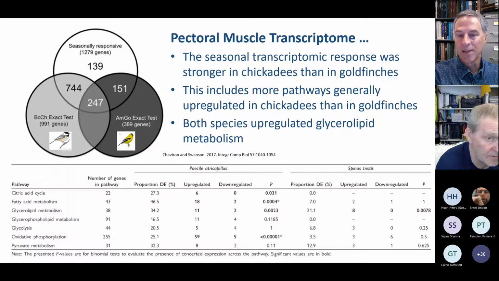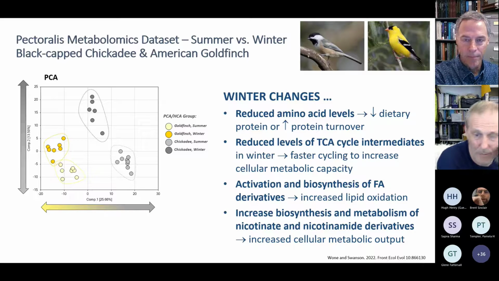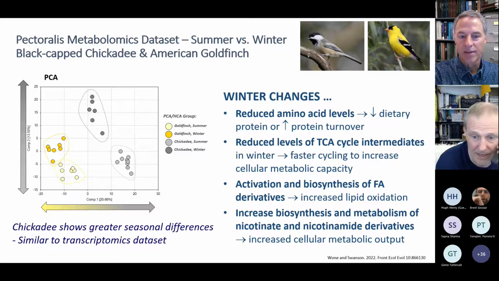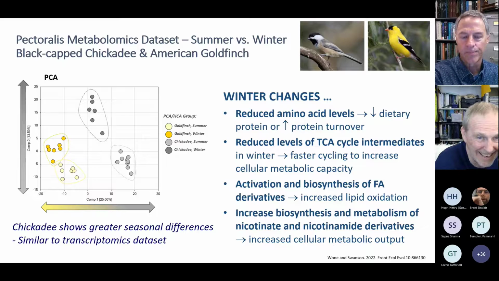But both species upregulated glycerolipid metabolism, and chickadees also upregulated the citric acid cycle and some other fat metabolism pathways as well. And that's important to note because fat is the major fuel for shivering in birds. So this upregulation of fat catabolism capacity is consistent with the use of fat as fuel in these birds. And then we also did metabolomics on the same individual birds, and the pattern was basically the same. Both species showed distinct seasonal phenotypes, but the separation was greater for chickadees than it was for goldfinches.